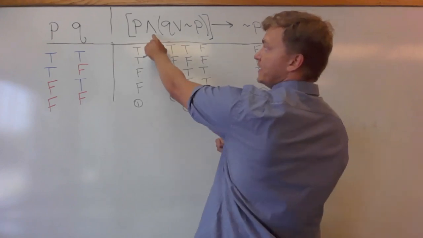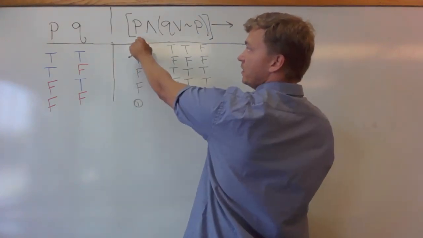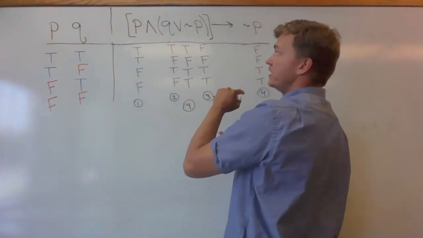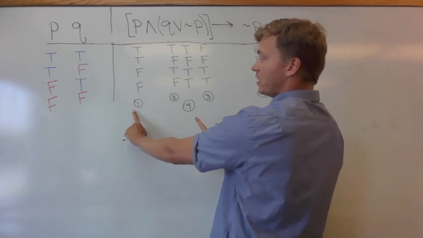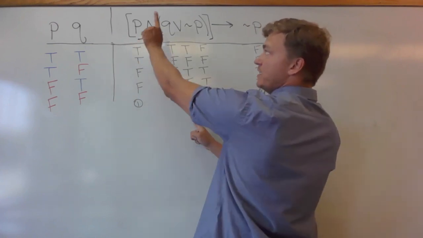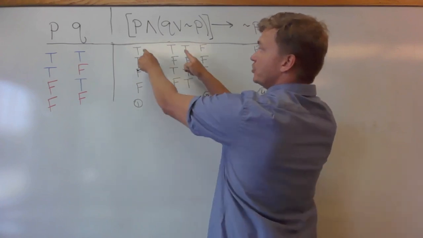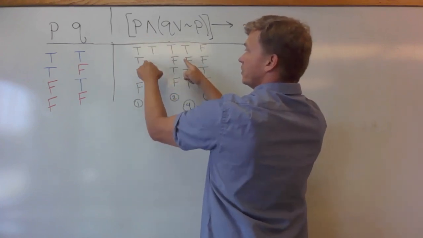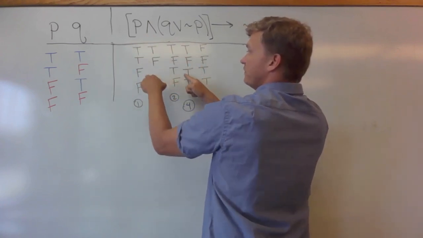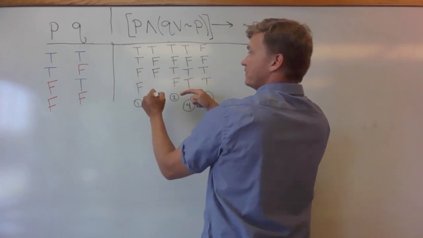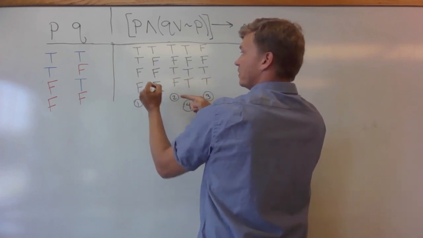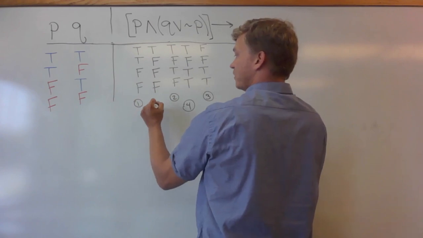Now we're going to use our and connective to connect P with our expression in parentheses. That is, we'll use column 1 and column 4. P and what we just found. True and true is true. True and false is false. False and true is false. False and true is false. So there is our row 5.